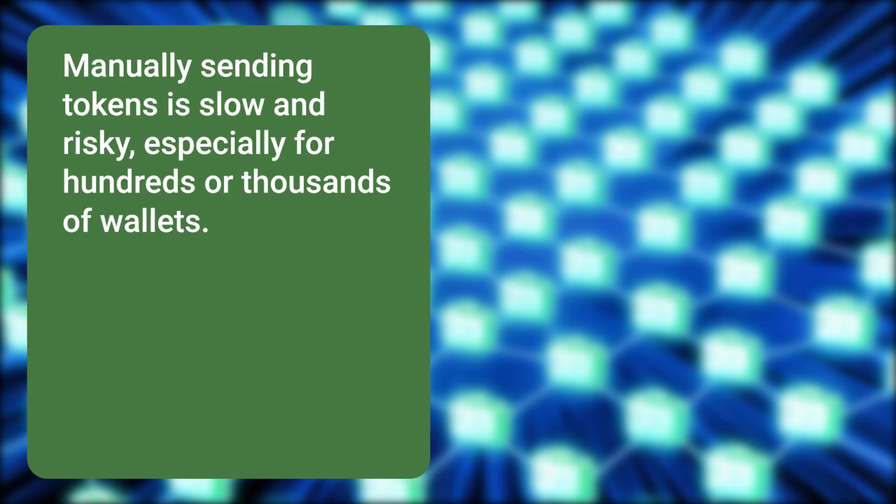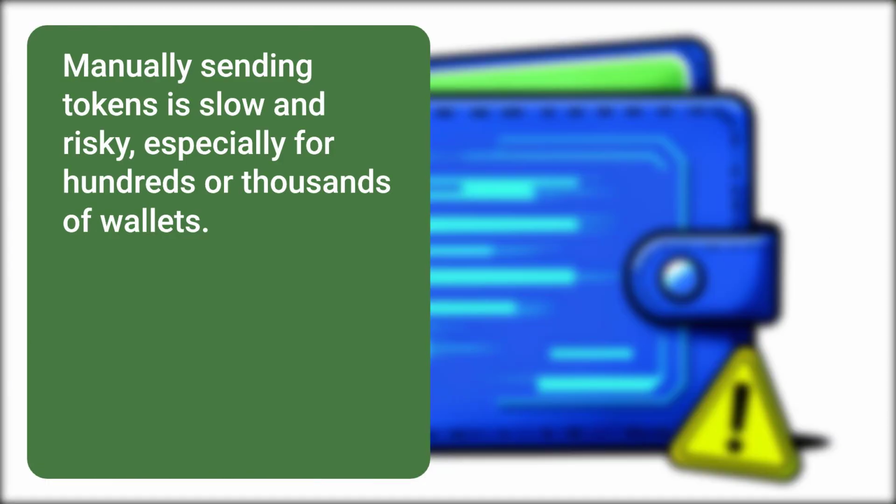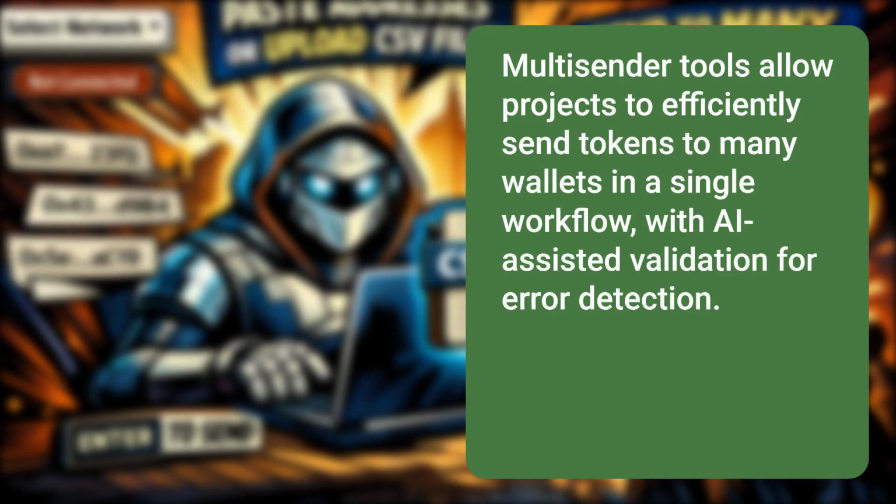Once the list of wallets is ready, the project still needs to send tokens to every address. Sometimes, this means sending tokens to hundreds or even thousands of wallets. Sending tokens manually one by one would be extremely slow and risky. To solve this problem, many teams use batch transfer tools known as multisenders. These tools allow projects to send tokens to many wallets in a single workflow instead of manually sending hundreds of transactions. Some modern multisender tools now even include AI-assisted validation to help detect mistakes before executing the transaction.